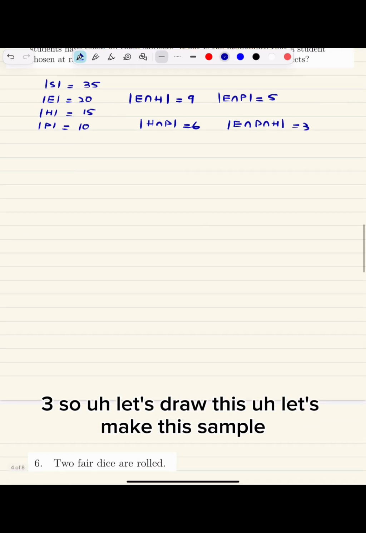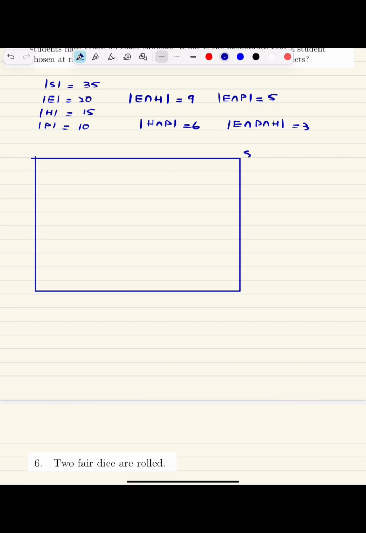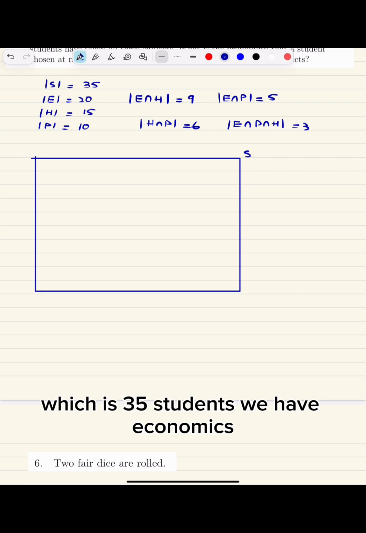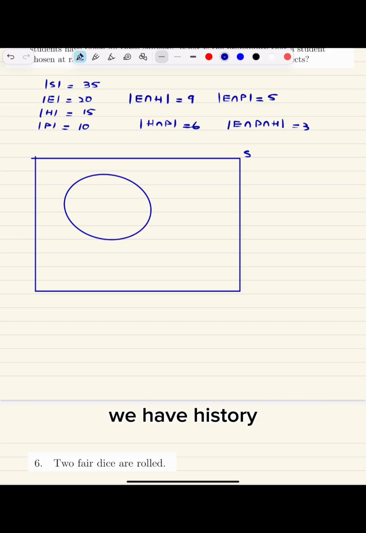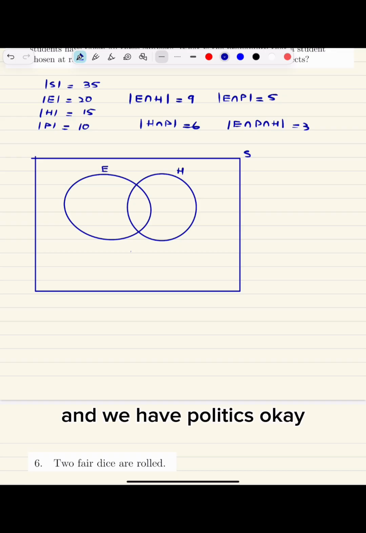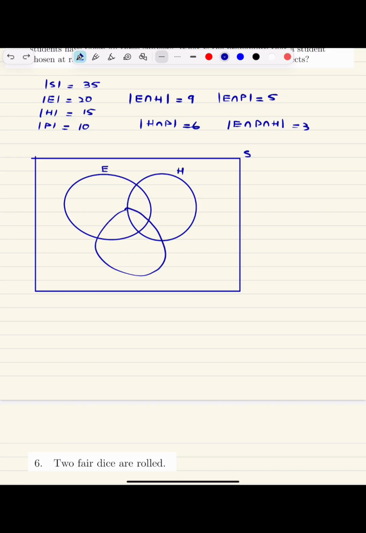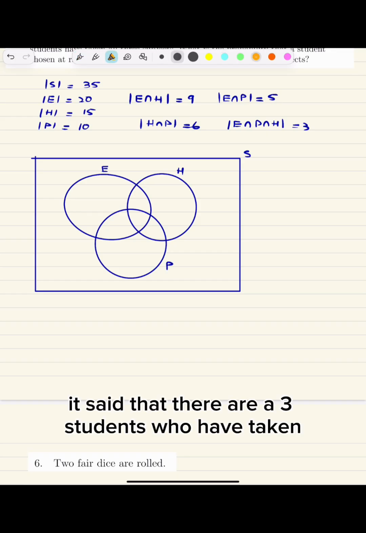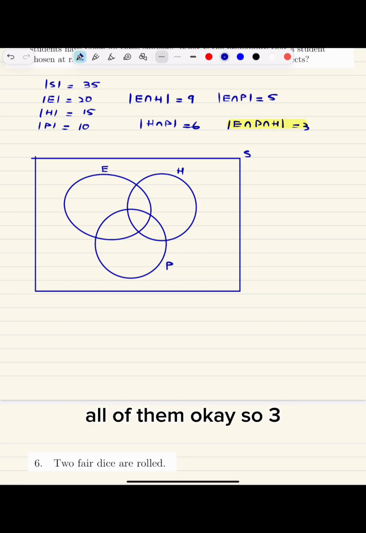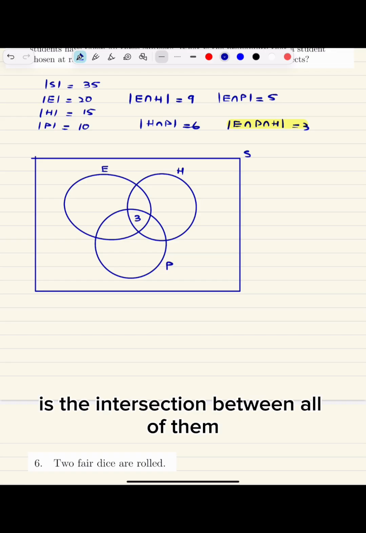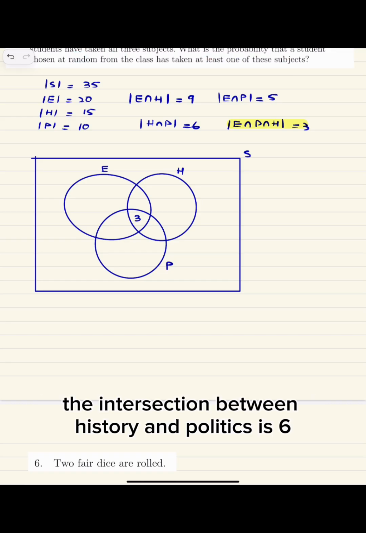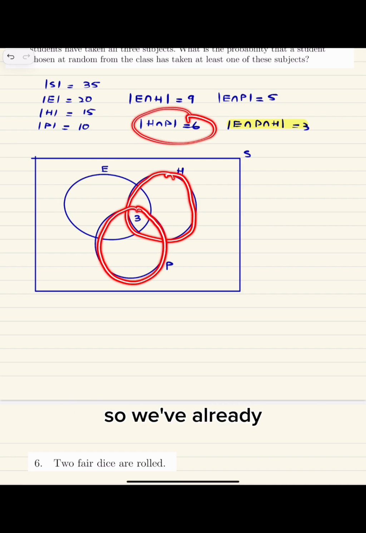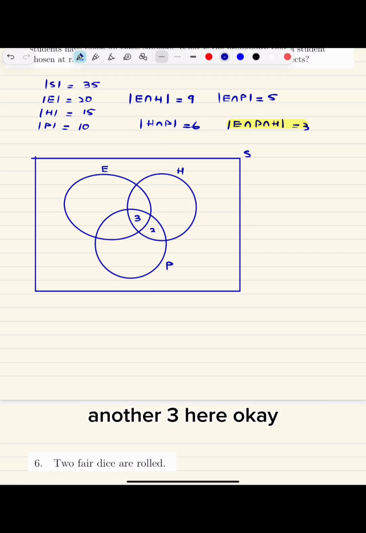So let's draw this. Let's make this the sample space, which is 35 students. We have economics, we have history, and we have politics. It said that there are 3 students who have taken all of them, so 3 is the intersection between all of them. The intersection between history and politics is 6. We've already written a 3 here, so there should be another 3 here.